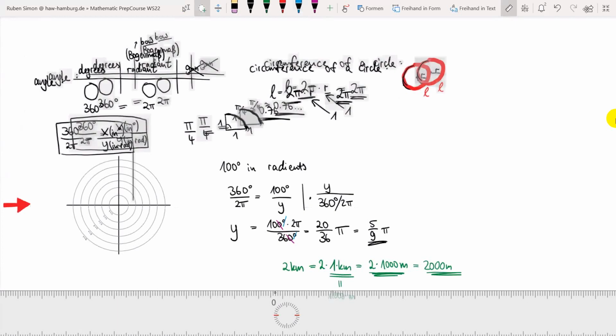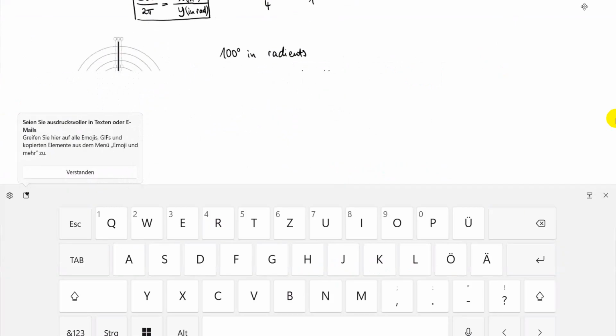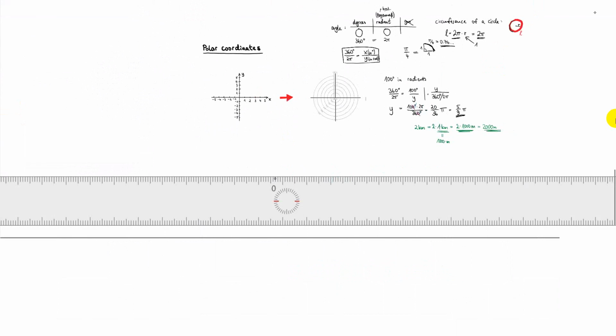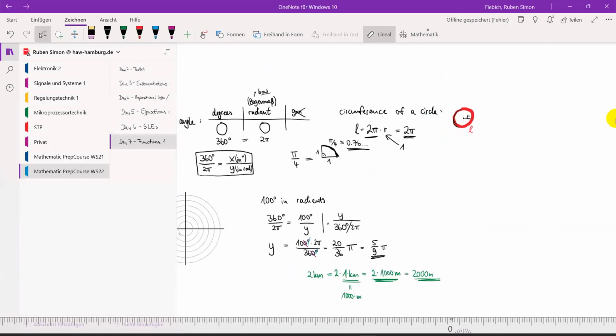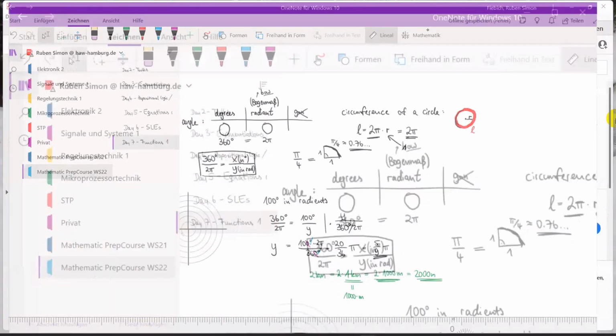Now we can head on to... just stay calm. That's the way I wanted it. Okay, so let's go on with our actual topic, polar coordinates.